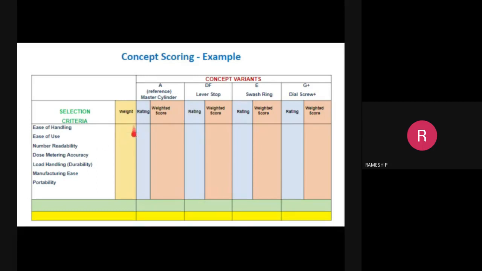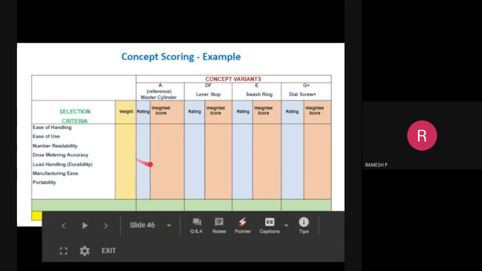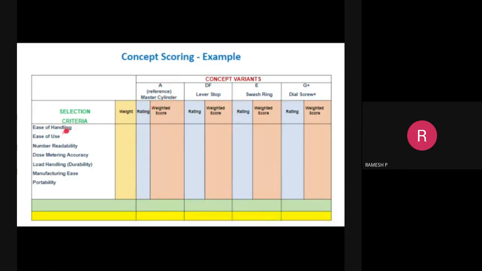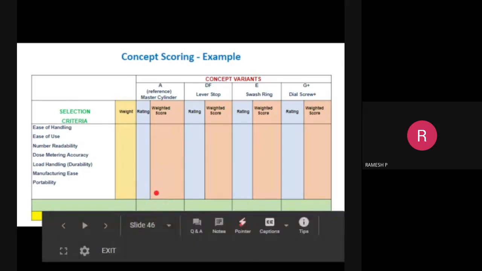And here, rating of 1 to 5. Customer's rating for this specific concept with respect to the selection criterion. Considering the reference, I'm rating it just like a screening stage, either positive, negative, or 0. Here, in terms of 1 to 5, we have to rate it. Calculate the weightage score. Weightage score is the product of the rating with respect to the weighting percentage. Then sum up this weightage score, provide the ranking, identify the most promising concept.